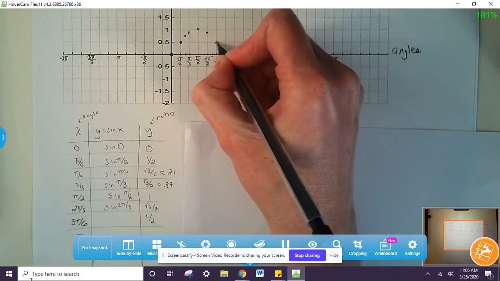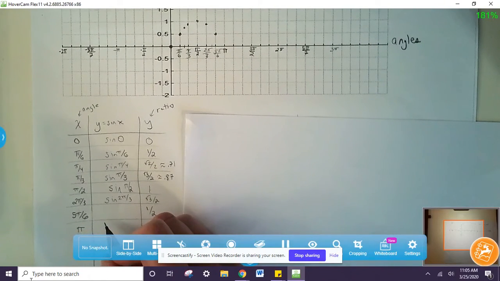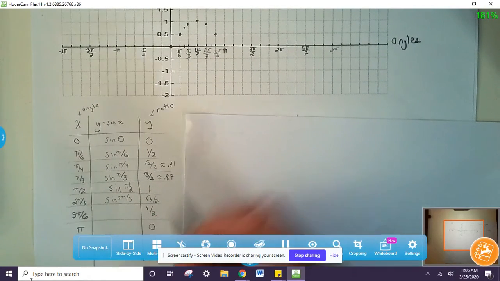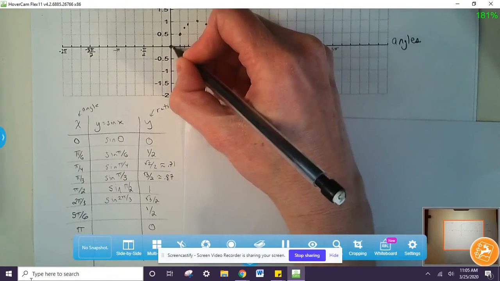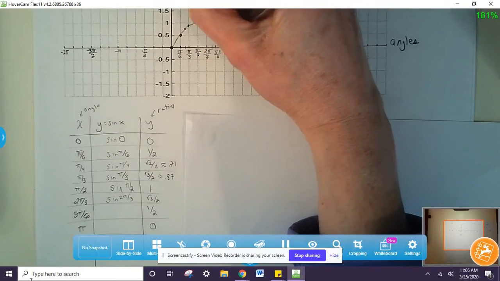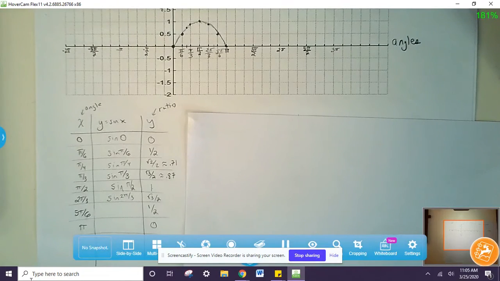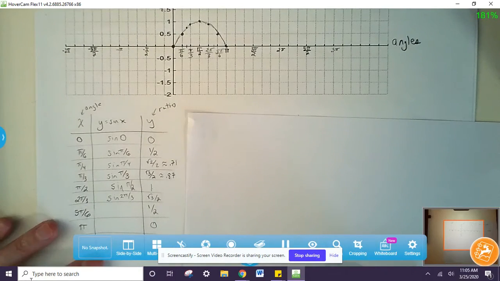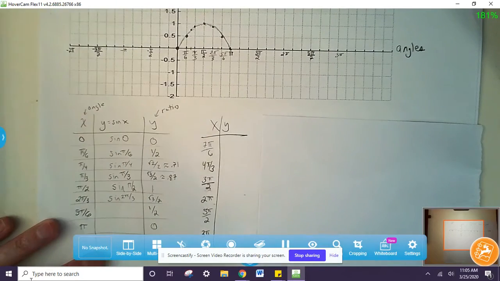And then for pi, the sine of pi, take a look over there to the left, the sine of pi is 0. So here's the beginning of my basic sine graph. The beginning of my basic sine graph looks like that. Now, that's not the entire graph, so we need to keep plotting points. So for my next set of points here, let's continue on our way.